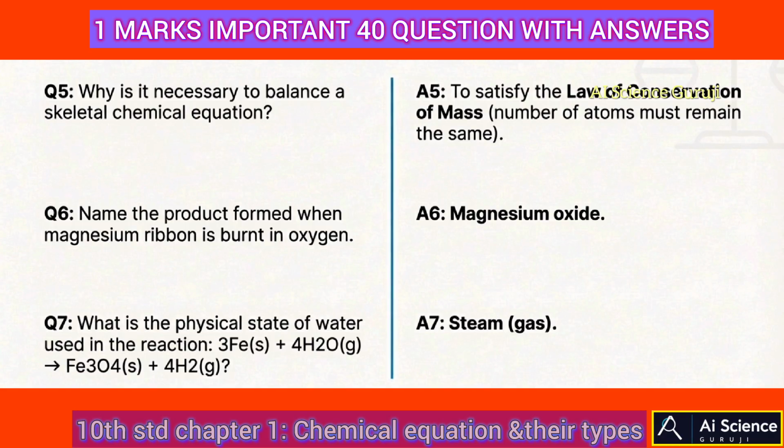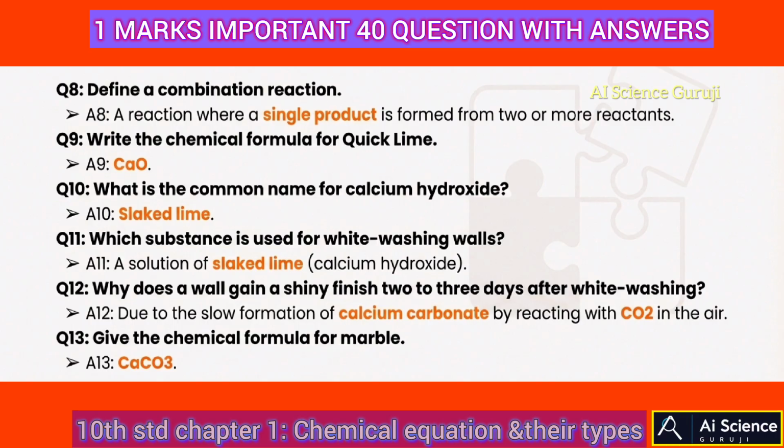Answer. Magnesium oxide. 7. What is the physical state of water used in the reaction 3FeS plus 4H2O(g) equals Fe3O4S plus 4H2(g)? Answer. Steam or gas. 8. Define a combination reaction. Answer. A reaction where a single product is formed from 2 or more reactants.